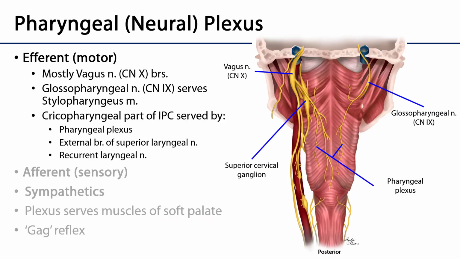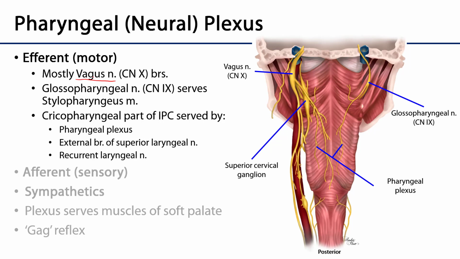So let's take a look at this pharyngeal plexus that I've been mentioning here and there. It's really a combination of several nervous structures. So there's going to be vagus, glossopharyngeal, and then sympathetics from the superior cervical ganglion. But let's start with the efferent components of the pharyngeal neural plexus. Number one with a bullet, vagus. So 10 is nearly everything efferent within the neural plexus.